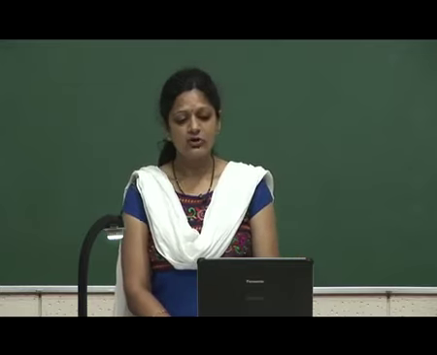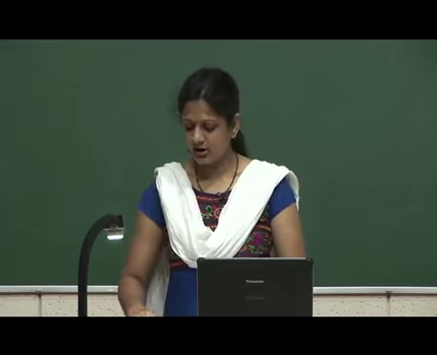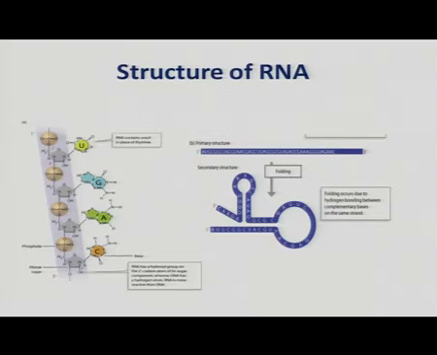Now let us have a look at the structure of the RNA. What I explained earlier, you can see in the slide. This one is one nucleotide, another nucleotide and another nucleotide. Like this, all the nucleotides combine together with the help of phosphodiester bonds, and they form a linear structure which is called the primary structure of the RNA.